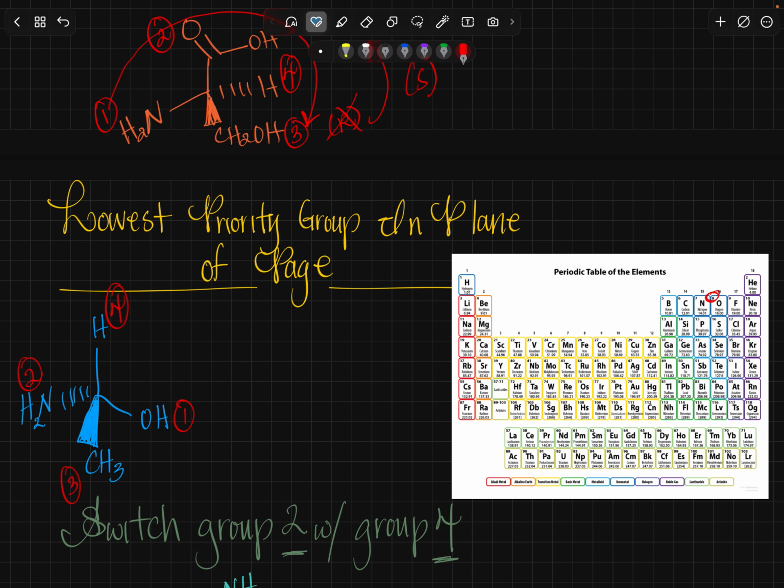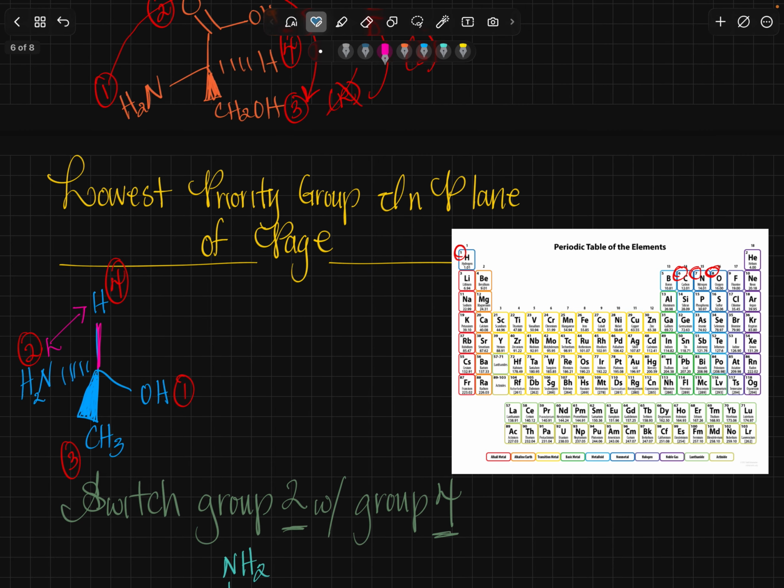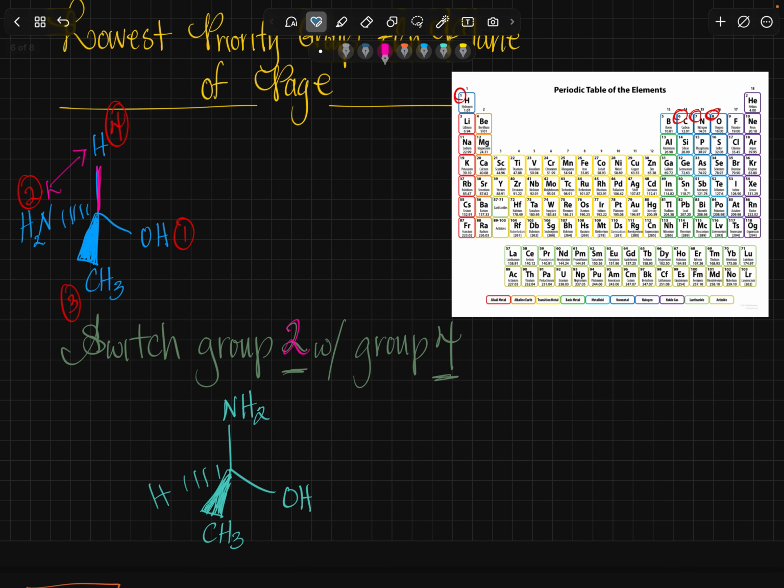Okay, if you don't see that, our nitrogen is atomic number 7, carbon is number 6, and 4 would be hydrogen, which is number 1. Now we make sure that our lowest priority group is going back. In this case, it isn't going back. It is in the plane of the page. So what we have to do is switch it with the one going back. In this case, we're gonna switch group 2 with group 4. So we're gonna switch group 2 with group 4.